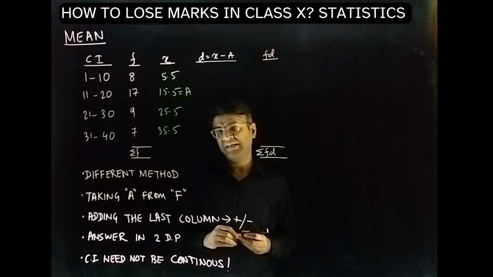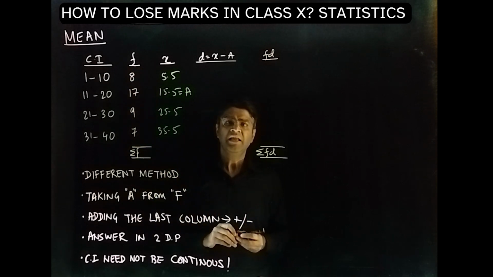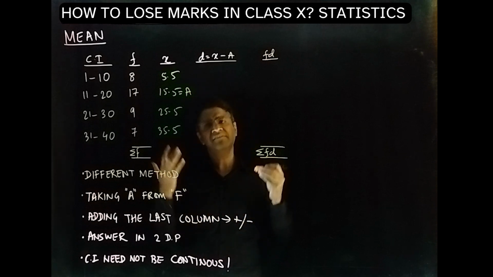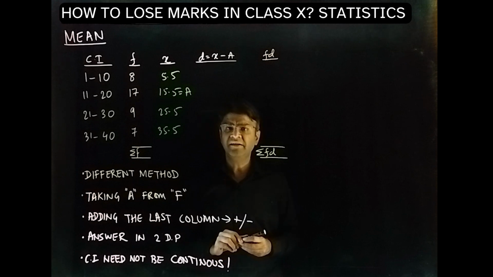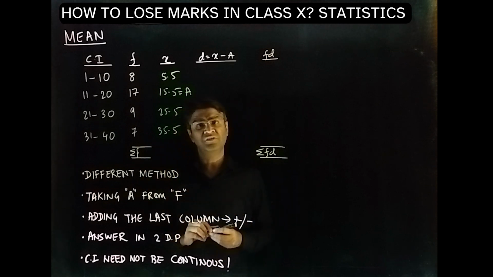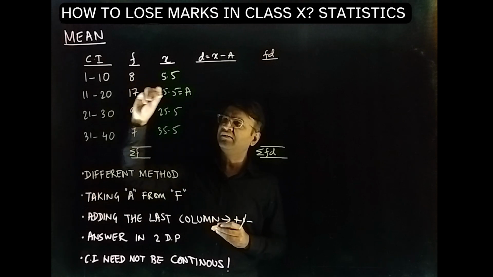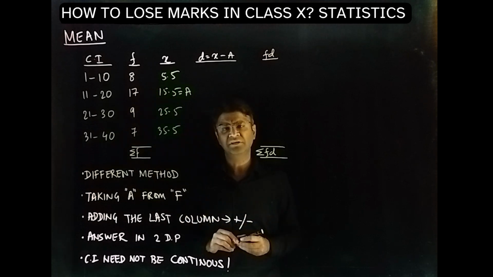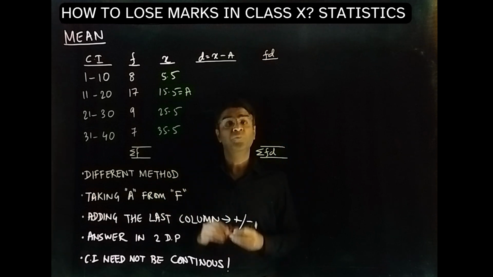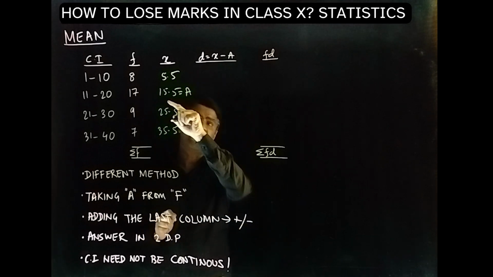One mistake that students make is taking A from F, that is from the frequency. How can you? The formula itself tells you that it's X minus A and not F minus A. Clear? And why do we have to use the specified method? Now see, would you actually like to multiply 17 times 15.5 or 9 times 25.5? Absolutely not. That's why they asked you not to use direct method for this sum perhaps, to make your job easy.